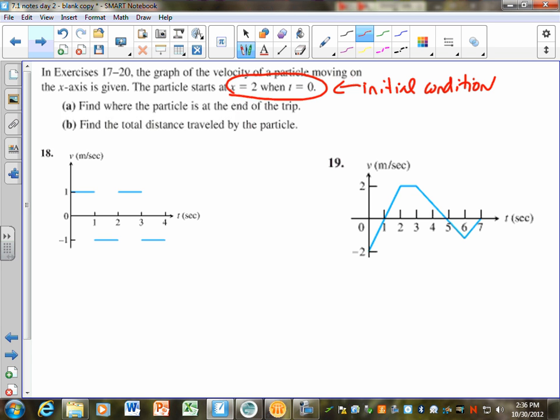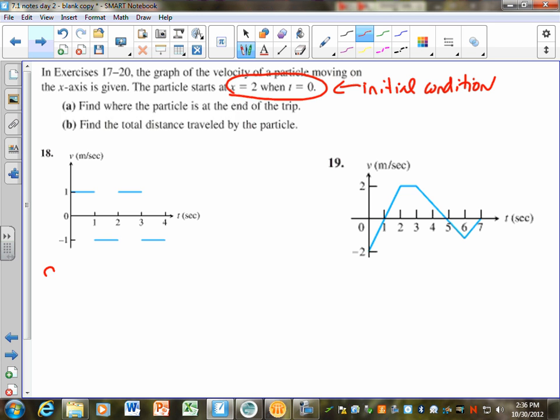And we have two parts. Part A is find where is the particle at the end of the trip. And part B is find the total distance traveled by the particle. Notice they never say the word integral. You have to know by reading that, oh yeah, that's what I'm going to take the integral of that function.